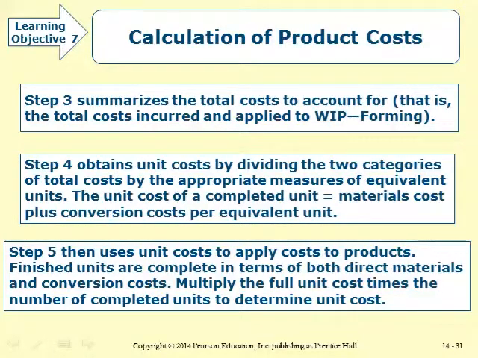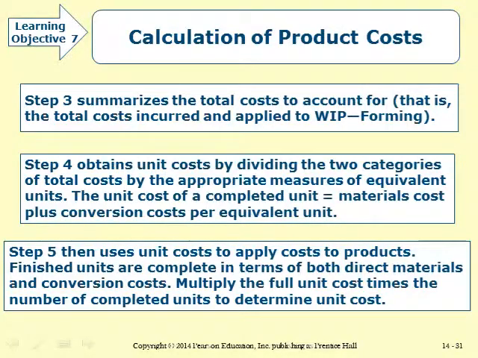So why is the unit cost $5.50 under this method instead of the $5.20 calculated earlier? That's because the $55,000 conversion cost is spread over 22,000 units instead of 25,000 units, because the 22,000 are the equivalent units versus 25,000 used in the earlier example. Step 5 then uses these unit costs to apply cost to products.